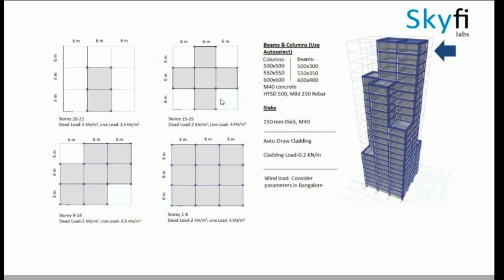And we are given the dimensions of the columns, beams and the slabs. Also, we are using auto draw cladding for the wall. As we can see, the different stories have different live loads acting on them, so we are going to assign the live loads accordingly. So let's start the designing.